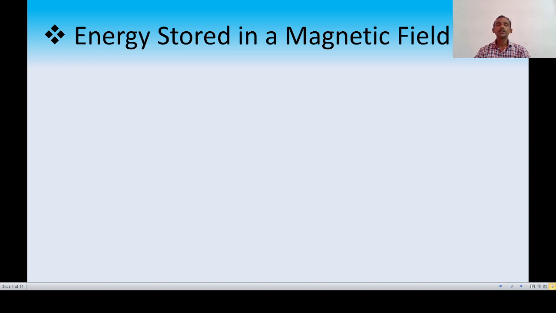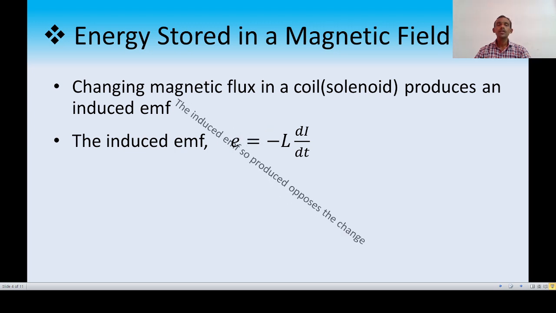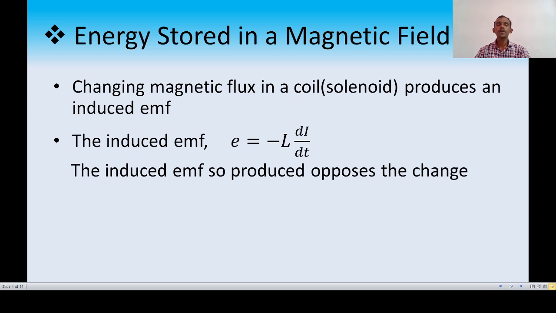In earlier lectures, we saw that whenever there is a change in magnetic flux linked with the coil or solenoid, then EMF will be induced. This induced EMF is given by E is equal to minus L into di by dt, where E is the induced EMF, L is the self-inductance of the solenoid, and di by dt is the rate of change of current with respect to time. The negative sign indicates that the induced EMF opposes the change.